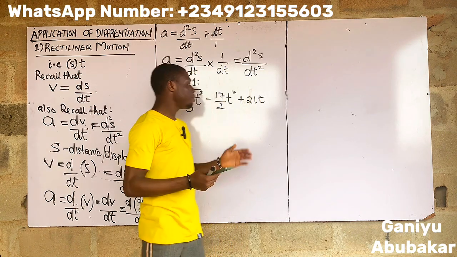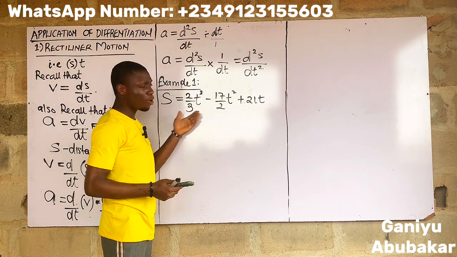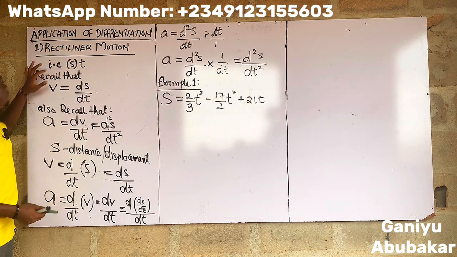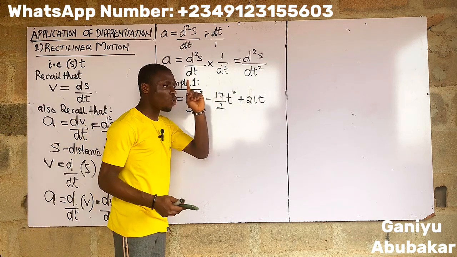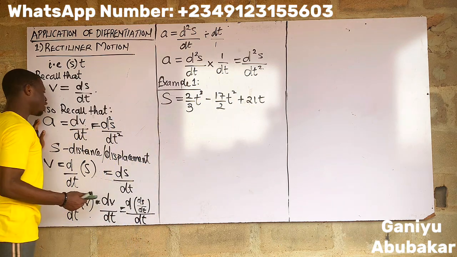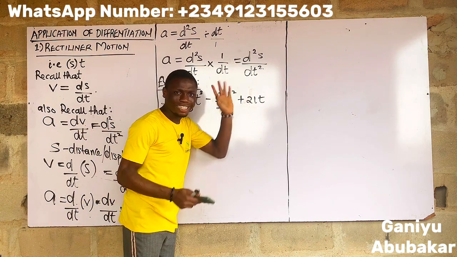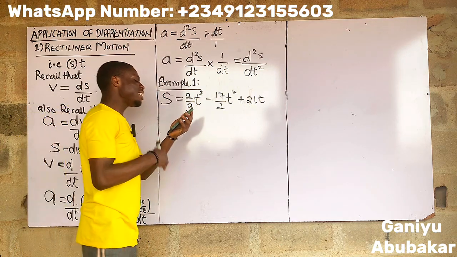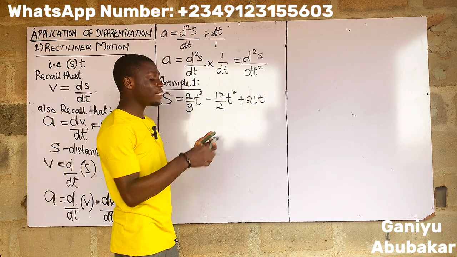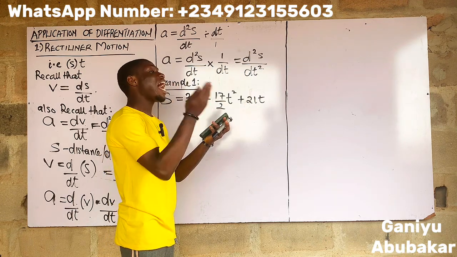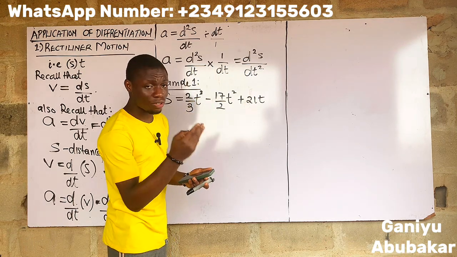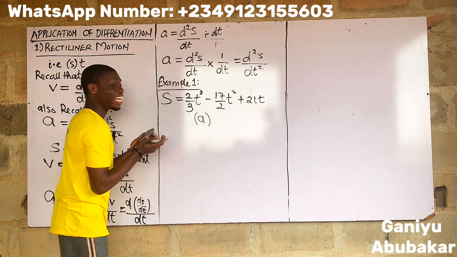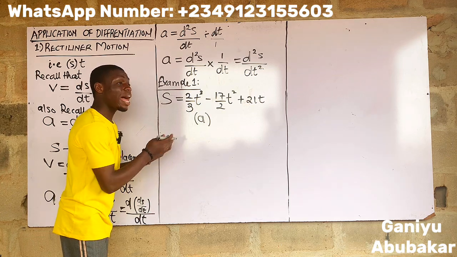First, this becomes a distance equation. I said if I'm given distance, to get velocity, differentiate this once. To get acceleration, differentiate this twice. That's the concept. So question A says find the velocity and acceleration of the body after 2 seconds. So in question A, I'm looking for velocity and acceleration of the body, but after 2 seconds.